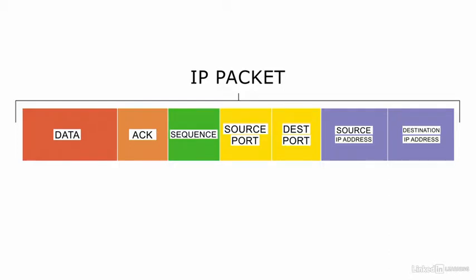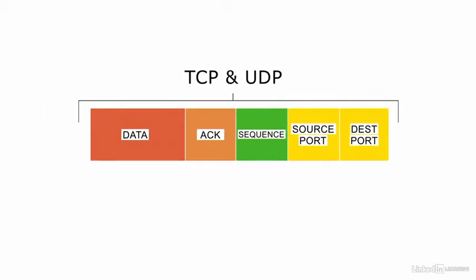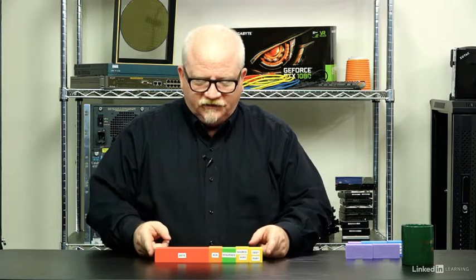So let's strip this away, and now we're down to TCP and UDP. TCP is a connection-based protocol, and UDP is a connectionless-based protocol. So if it's TCP, we call it the TCP segment, and if it's UDP, we call it the UDP datagram.